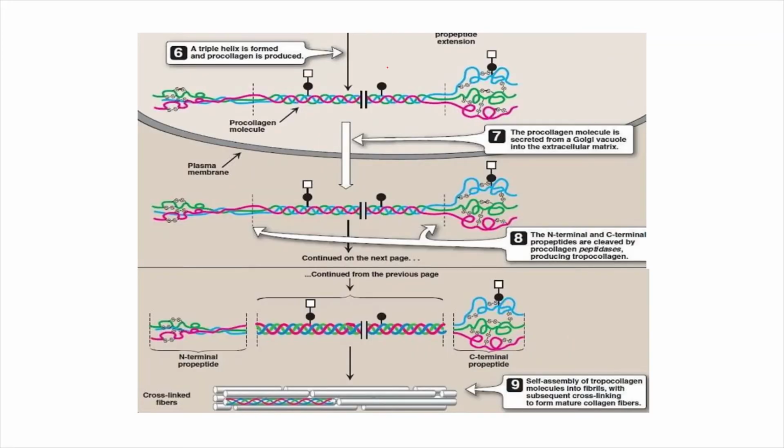So on procollagen molecule production, we need to produce the tropocollagen molecule. Okay, so we will see that. But what happens? First, the procollagen molecule is secreted from the Golgi vacuole into the extracellular matrix. So this entire thing is packaged into the Golgi complex, and it is secreted outside the cell into the extracellular matrix. Why outside the cell?